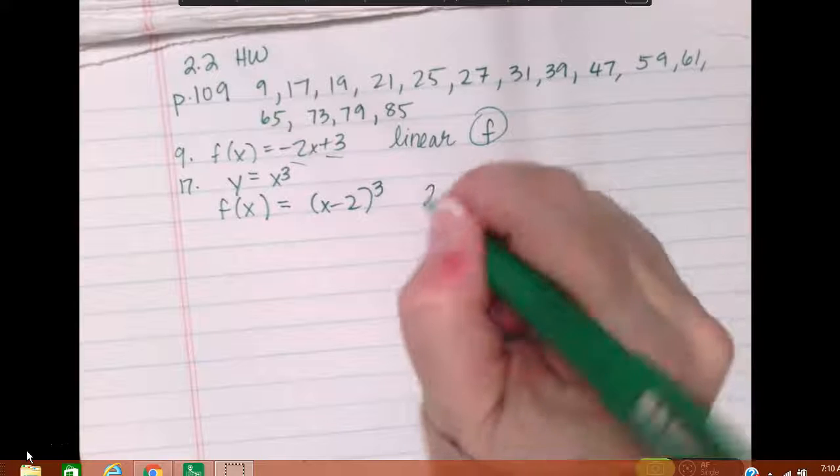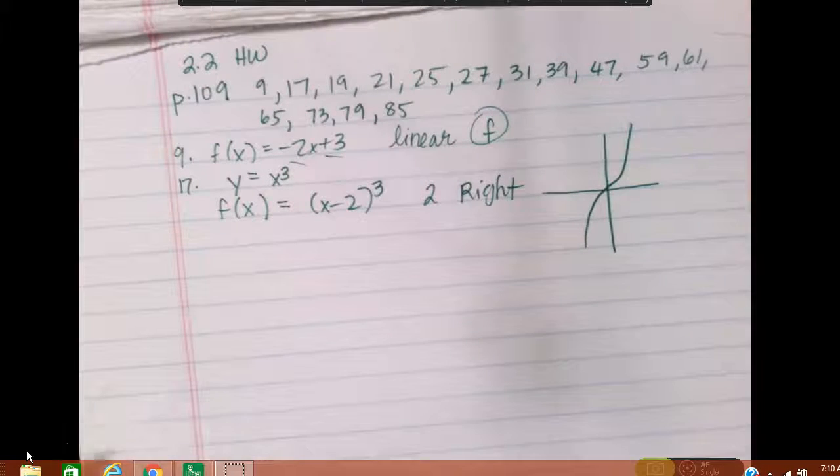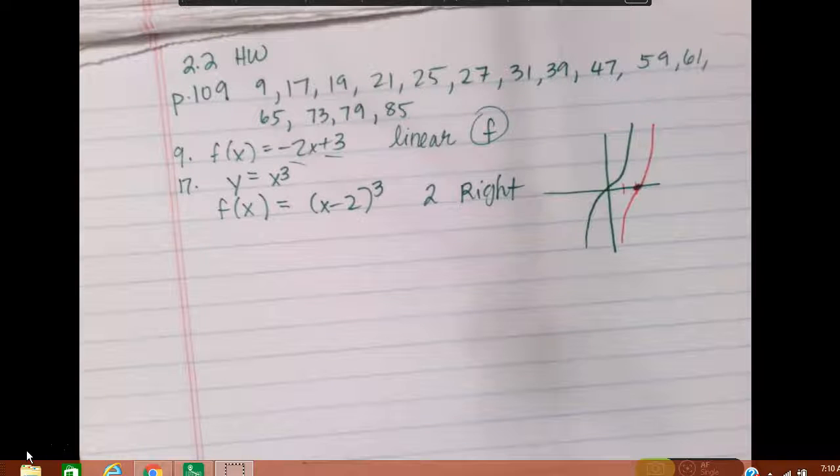So we would say that's going to go 2 to the right. If the original parent is like this, then 2 to the right, we're just going to go 1, 2, and put our critical point in there, and then it's going to be the same graph. There's no stretch, compress, nothing like that.